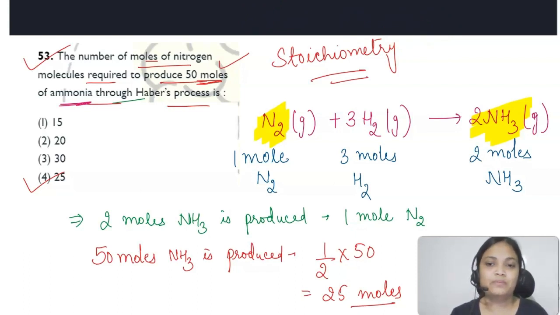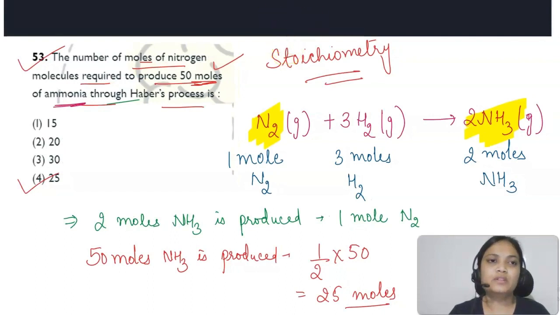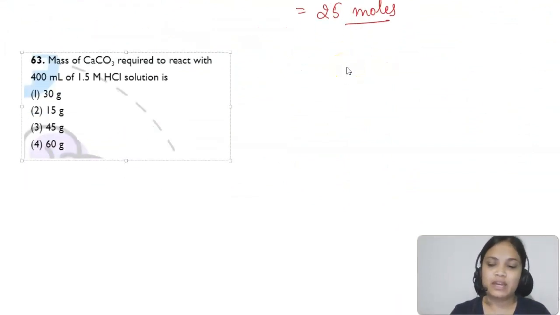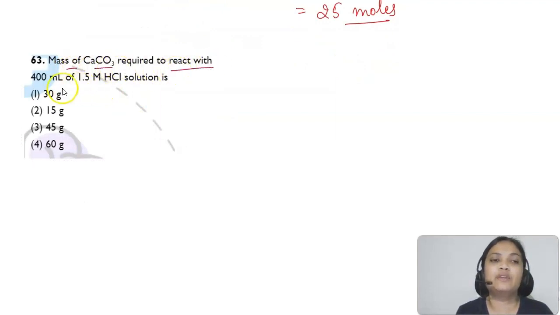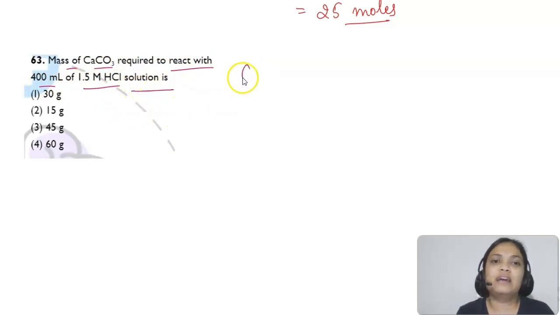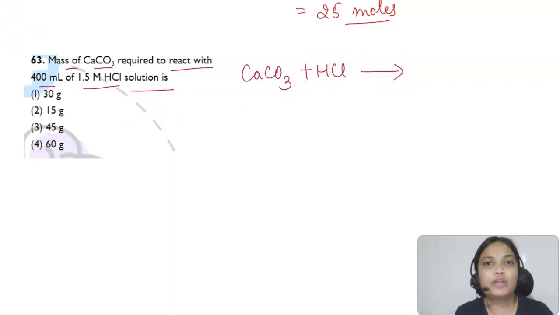Here we go. Okay students, the next question is also related to stoichiometry, but a little bit different and a unique question. That's why I have taken it for you. It says: the mass of calcium carbonate required to react with 400 ml of 1.5 molar HCl solution is. So here calcium carbonate is reacting with HCl. This is going to be the reaction.